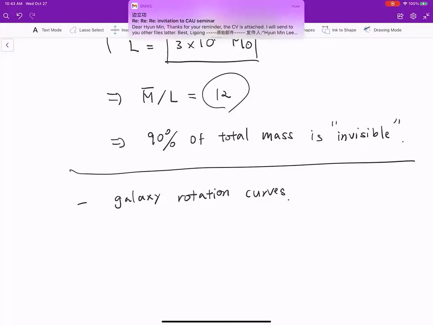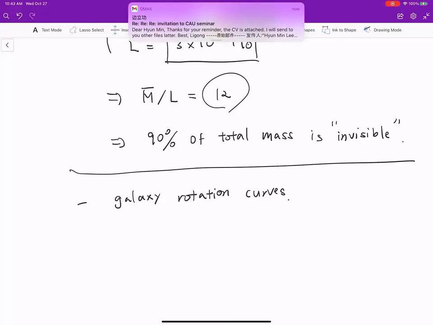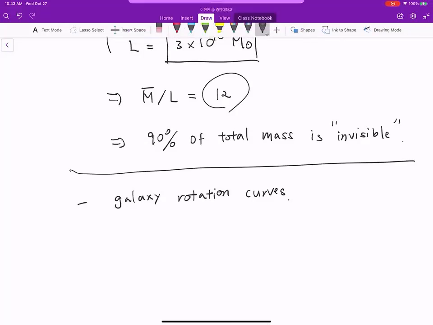Do you have any question? I wonder how they could find the previously unobserved luminous mass, and if there's room for us to find more luminous mass in the future.